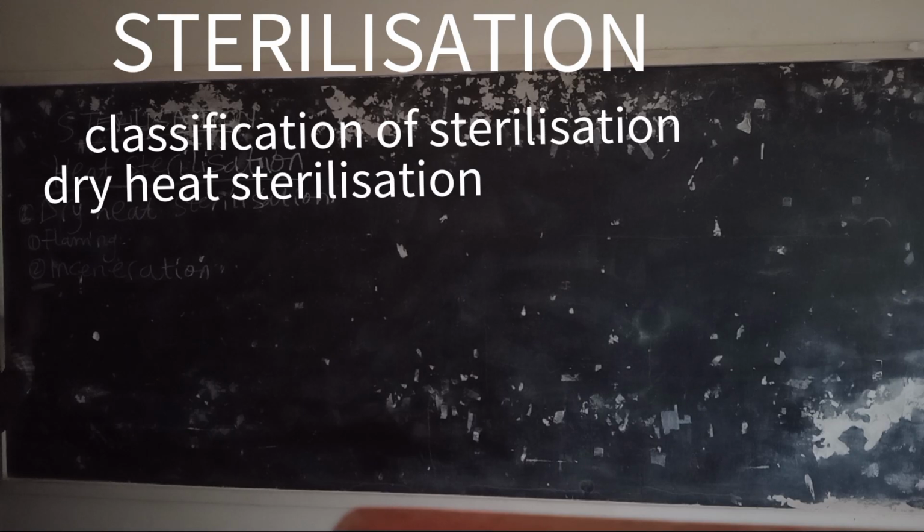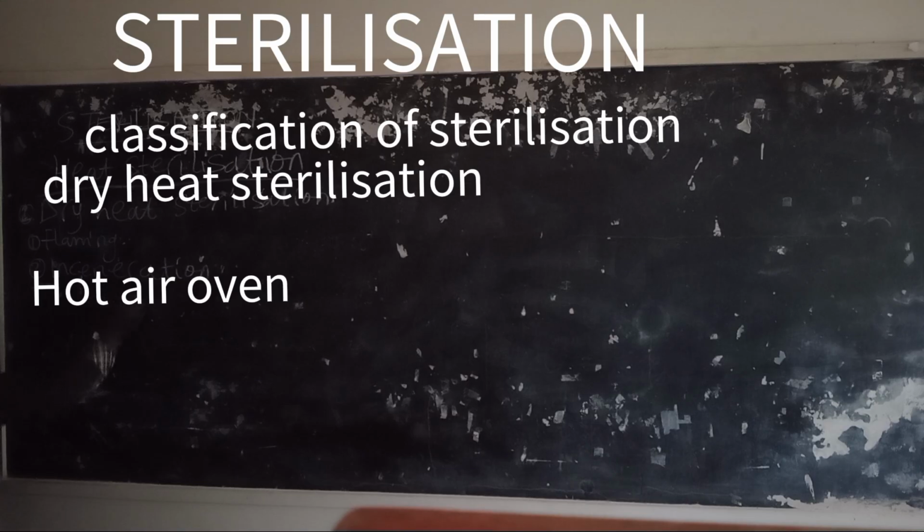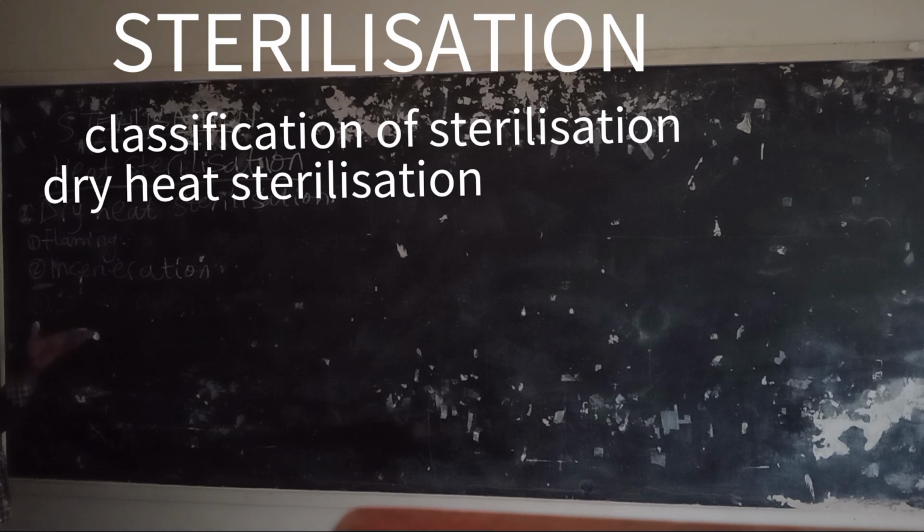Then we have another one, the use of the hot air oven. This one we shall talk about in detail in our next videos, as it is somewhat lengthy. So that's the short part on dry heat sterilization.